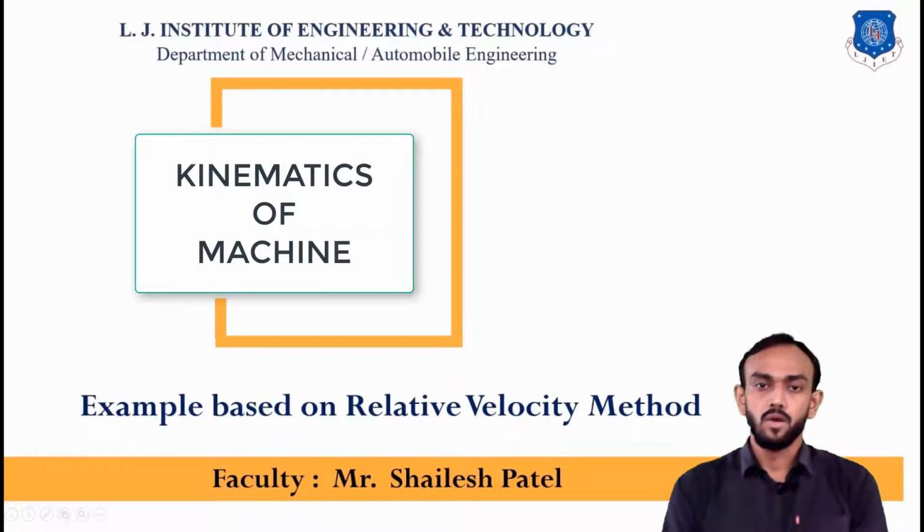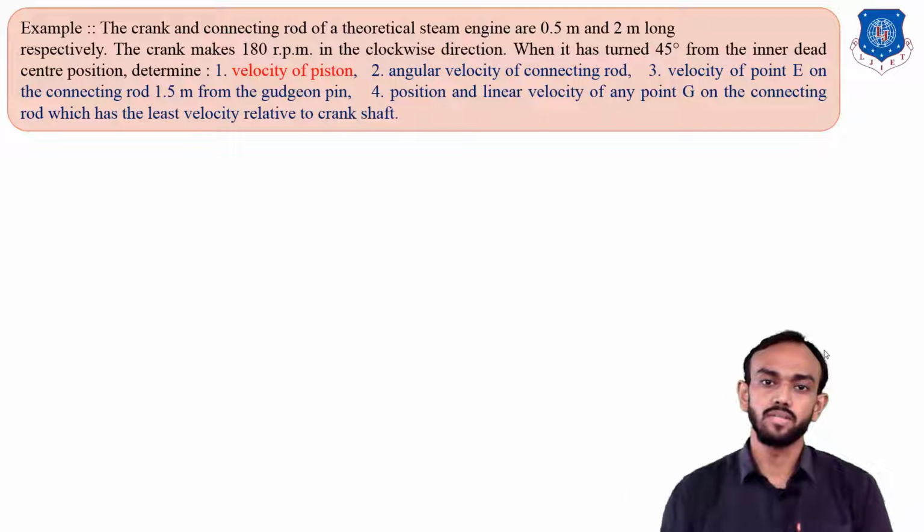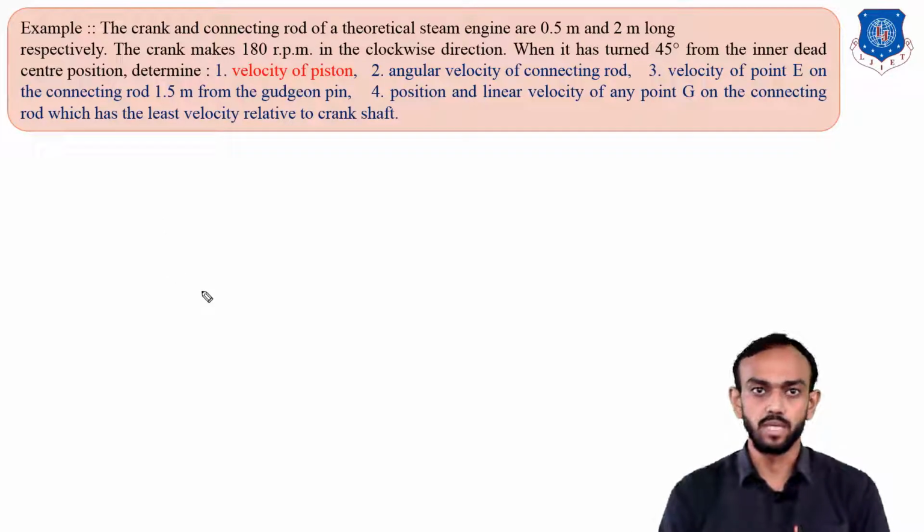Okay, let's start. As you can see on the screen, the given data: the crank and connecting rod of a theoretical steam engine are 0.5 meter and 2 meter long respectively. So the length of the crank is 0.5 meter and the length of the connecting rod is 2 meter. The crank is rotating at 180 rpm in a clockwise direction. When it turns 45 degrees from the inner dead center position, we have to find the velocity of the piston.